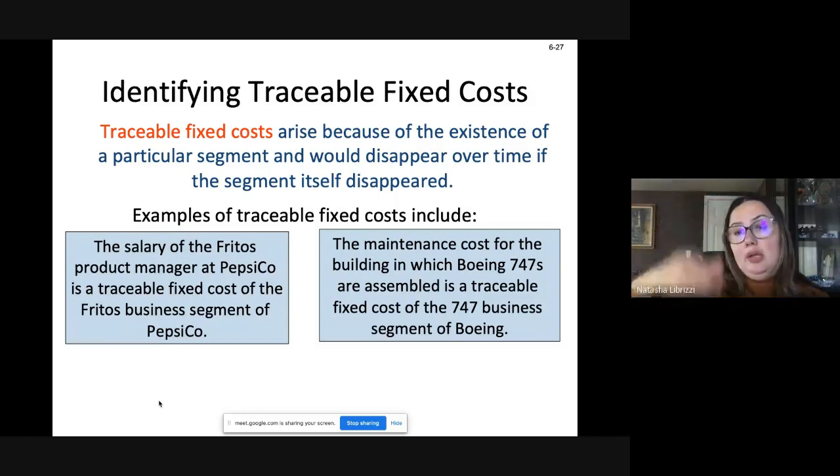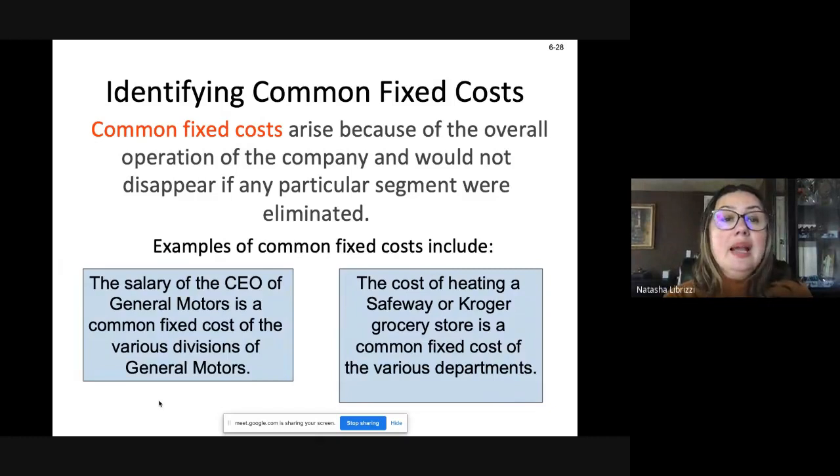So that's if it's done only in this building. Now, if maintenance cost supports other Boeing models and this person goes from place to place, it's not traceable. But if we know it's just allocated to this particular product, that's where we are. Now, common fixed cost. I'm going to go back to the bathroom and the hallway, right? Different classes are taught, and you cannot trace that the bathroom is only there because we're teaching in this room. So common fixed costs arise because the overall operation of the company would not disappear if any particular segment were eliminated.